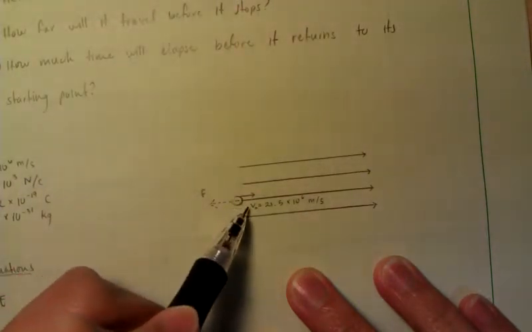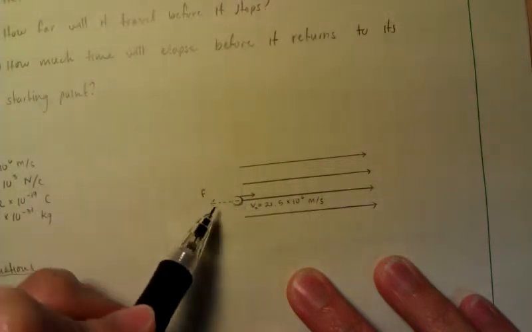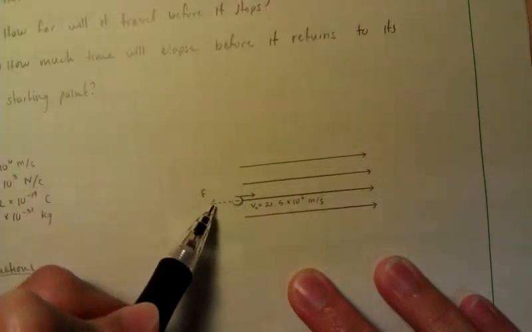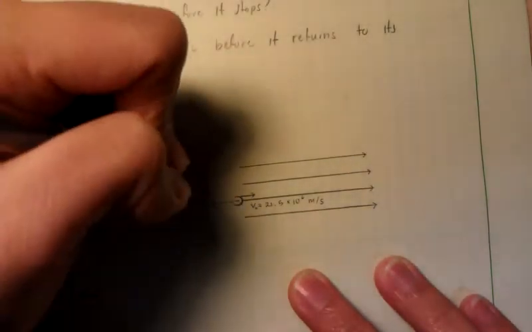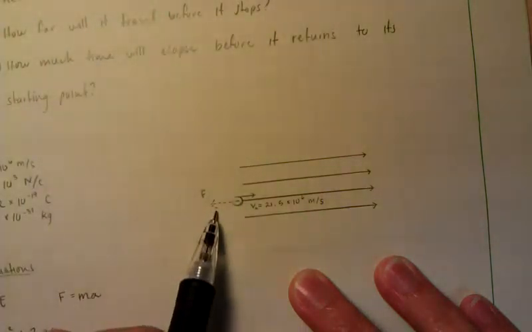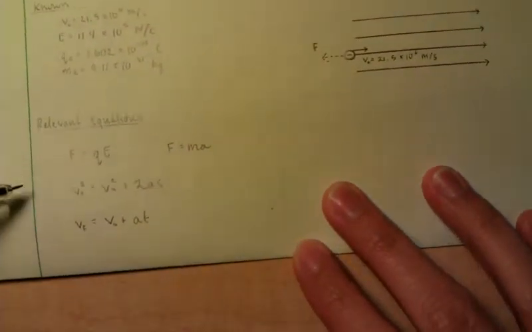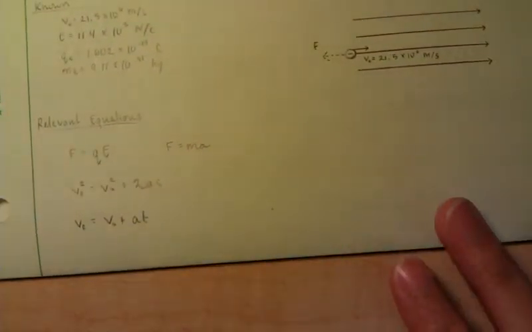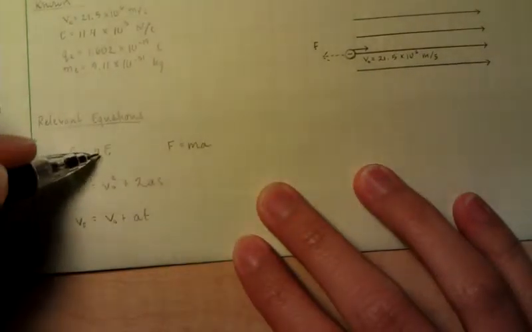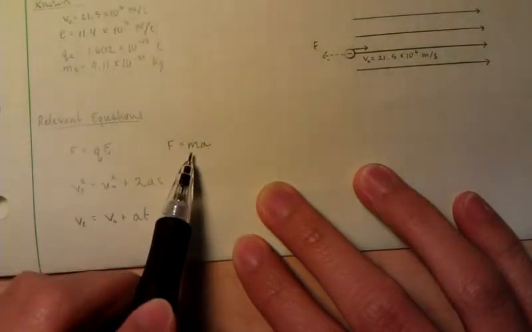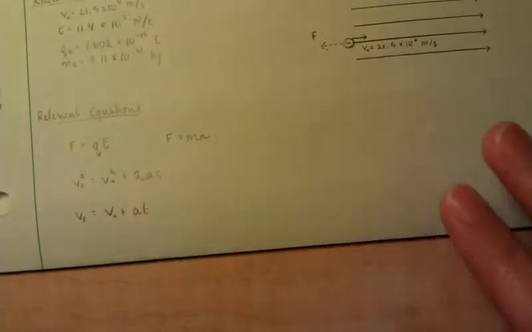Now the problem states that the electron travels parallel to the electric field, but because the electron has a negative charge, it's going to want to oppose the direction of the electric field, which is why I've drawn the force over in this direction. Now the equations that we're going to use for this problem are F equals charge of the particle times electric field, F equals mass times acceleration, and these two equations of motion.